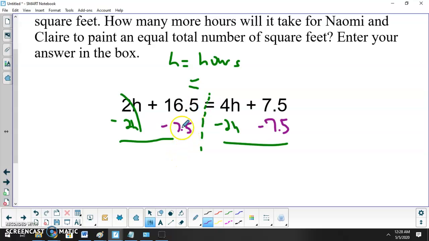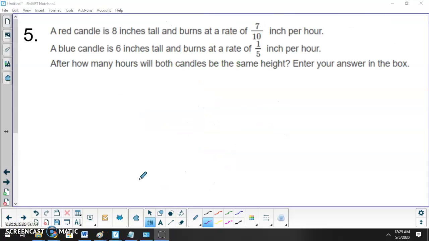So 16.5 minus 7.5 is equal to 9. I have 4h minus 2h is equal to 2h. 2h is equal to 9. So I think I gave you a hint that this one could be a decimal on the test. And yes, it is. It takes 4.5 hours for them to be equal. And on to the last one.